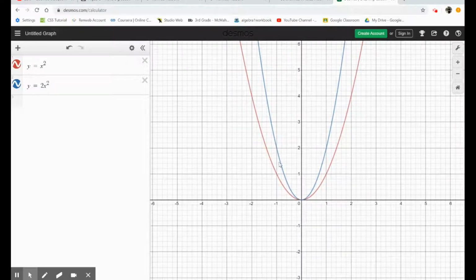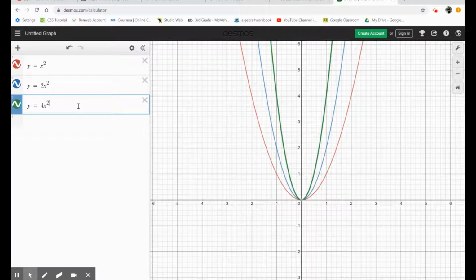Let's do another graph here. Let's do y equals 4x squared and see if it gets even narrower. Look, now we have it in green, and look at this graph. It's gotten more narrow. Now let's just compare some transformations here.